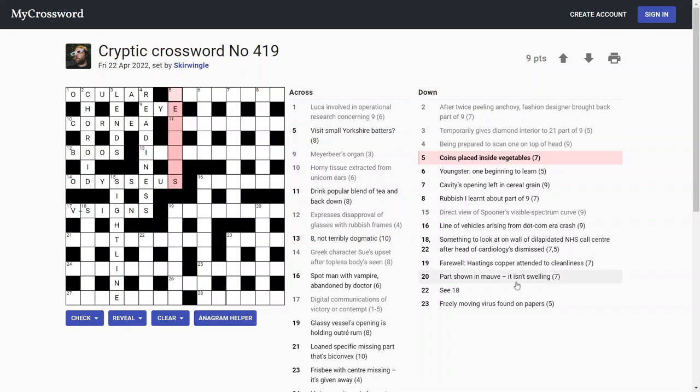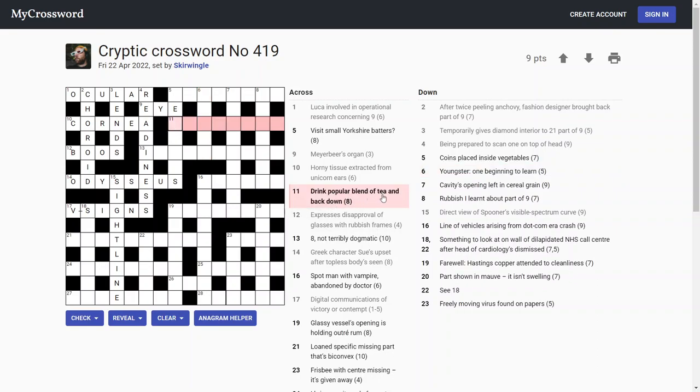Dogmatic, don't know. Coins placed inside vegetables. Pennies? No. Don't know. Visit small Yorkshire batters. Visit. No. Youngster, one beginning to learn. And beginning to learn could be L. Youngster. So maybe a young animal of some sort, puppy.